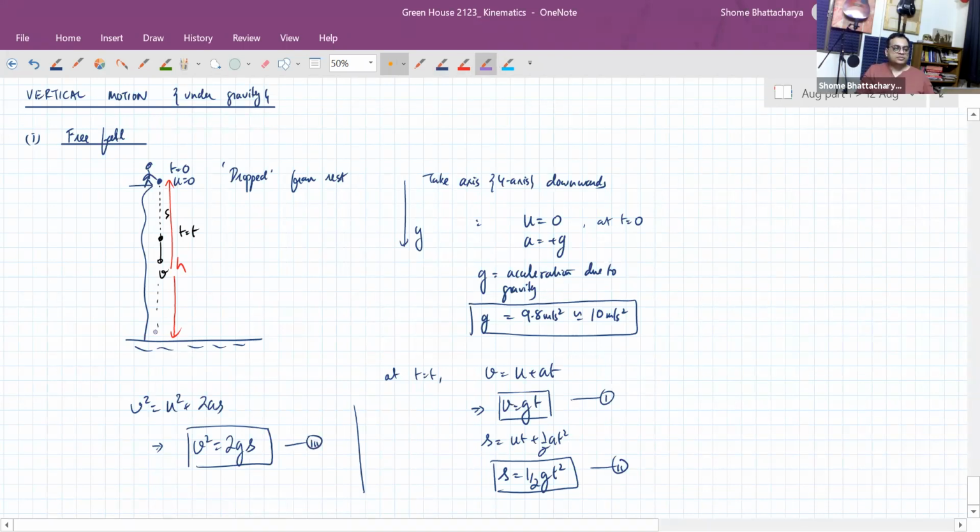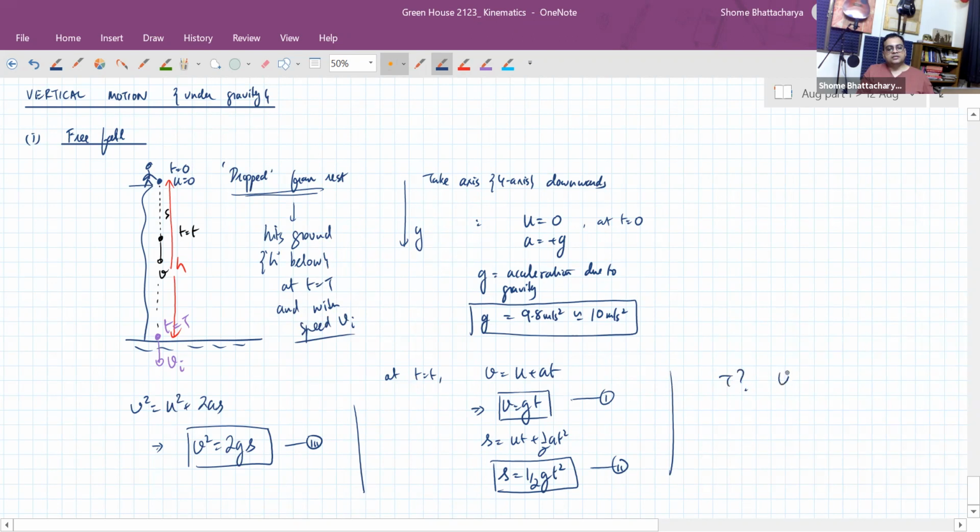So now let's say that after some time it hits the ground. So that time is, let's say, capital T. So we can calculate the value of the impact speed with which it hits the ground, vi, and the time. Now if it is dropped from rest, it hits the ground h below at t equal to capital T and with impact speed. So we also want to find capital T and impact speed.